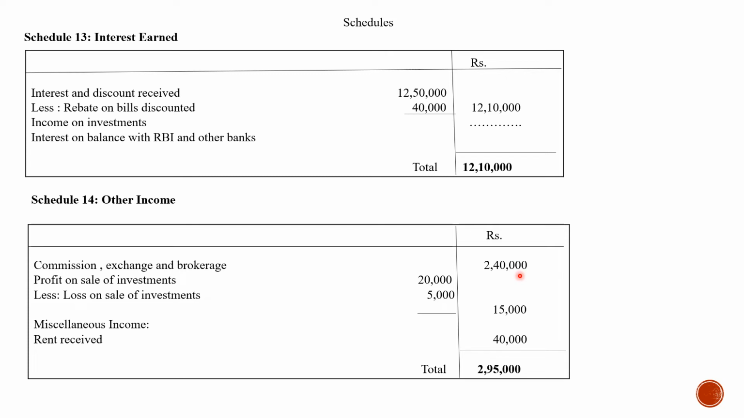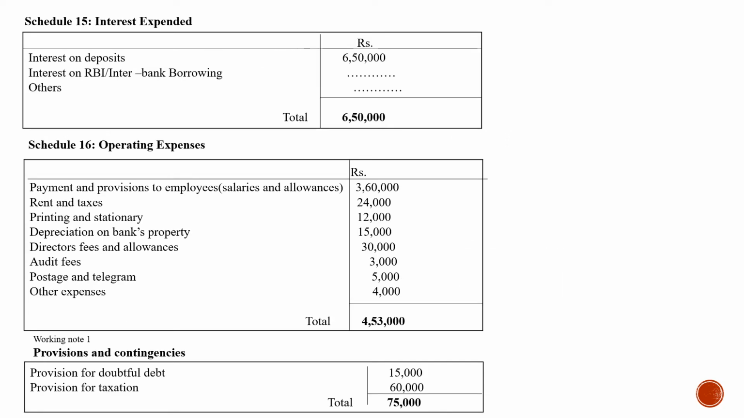Coming to schedule 14, which is other income, you have commission, exchange and brokerage, which has been recorded here, the amount 2,40,000. Then profit on sale of investment is 20,000, from which you deduct the loss on sale of investment, which is 5,000, so you get a net figure of 15,000. The rent received, as I already told, is of miscellaneous income nature, so we record it here. By clubbing all these figures, you get an aggregate total of 2,95,000 for schedule 14.